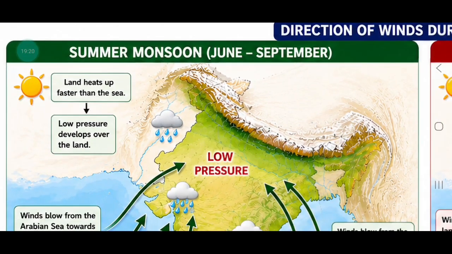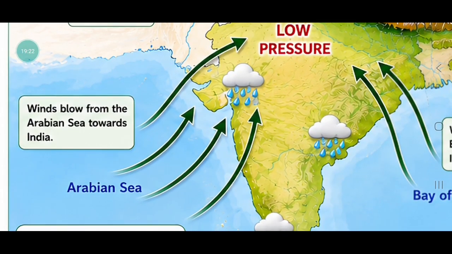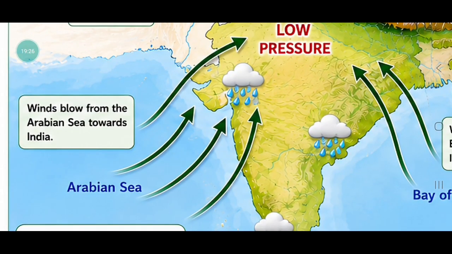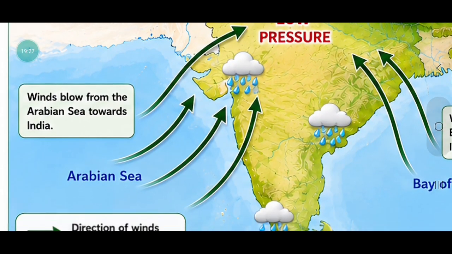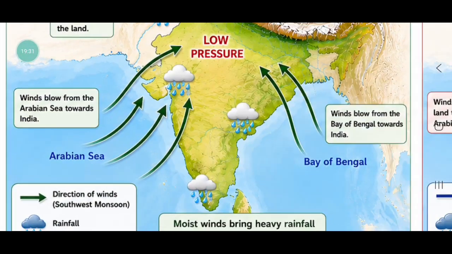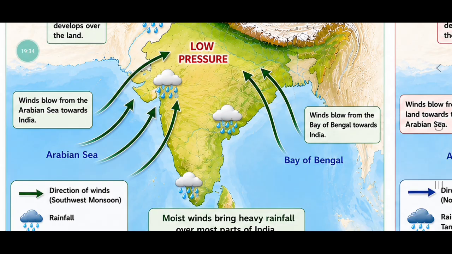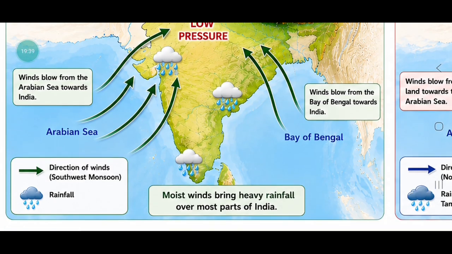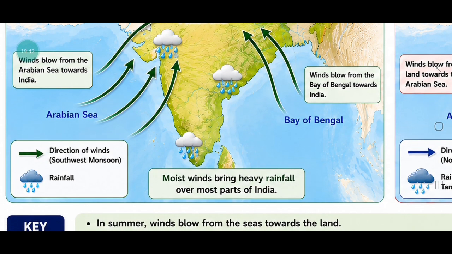Here in the answer you can write: winds blow from the Arabian Sea towards India. Actually not only from the Arabian Sea, these blow from the Arabian Sea, the Indian Ocean, and the Bay of Bengal. Wind direction is sea to land. Fine, here it is. So direction of winds: southwest monsoon.